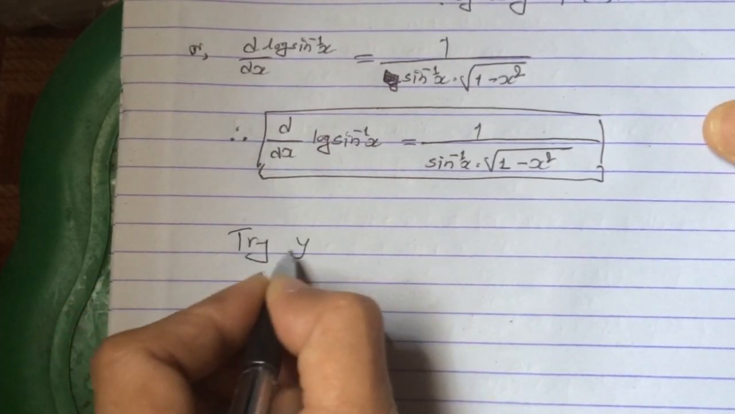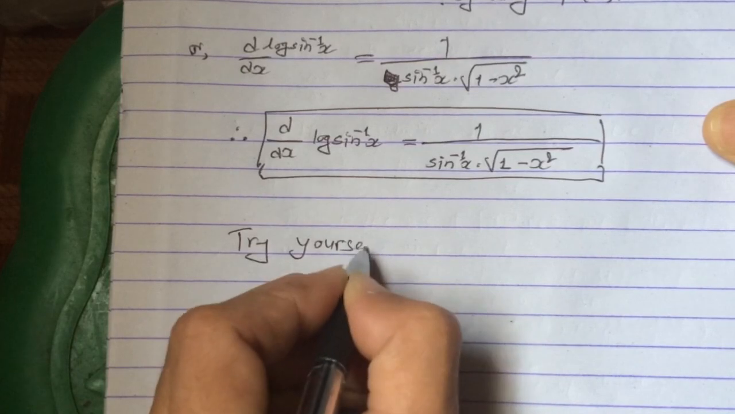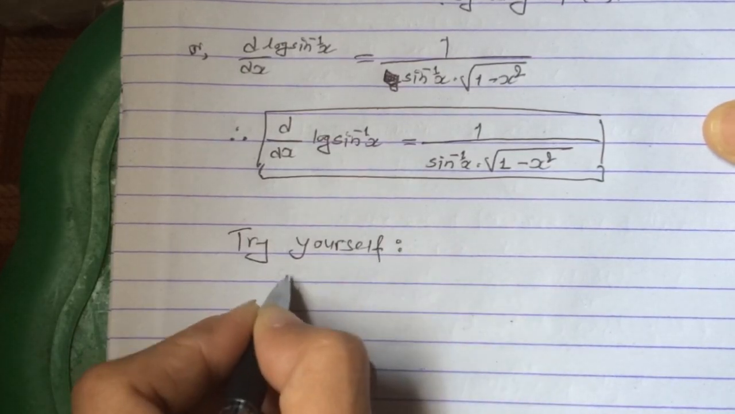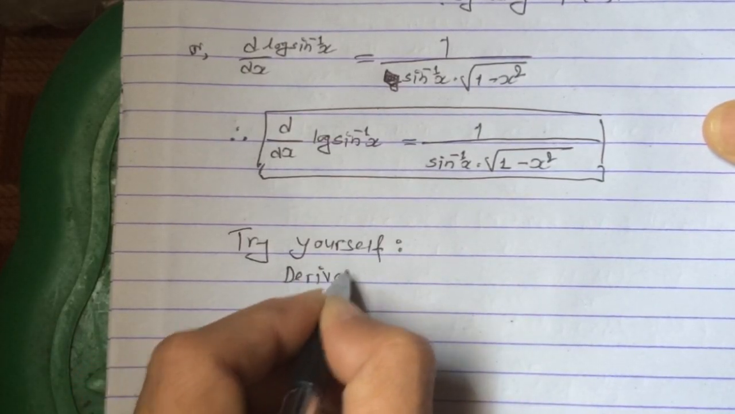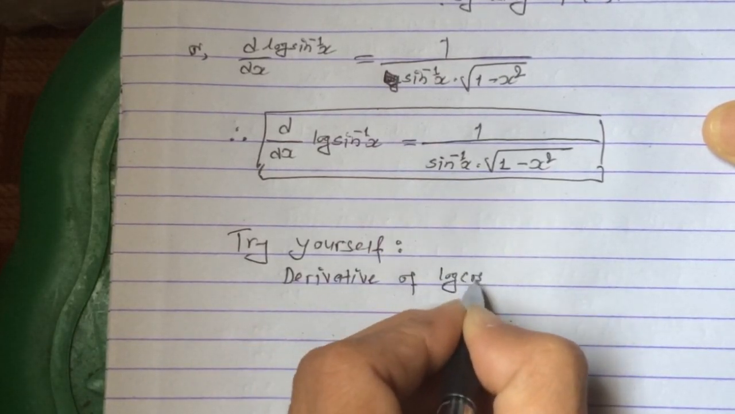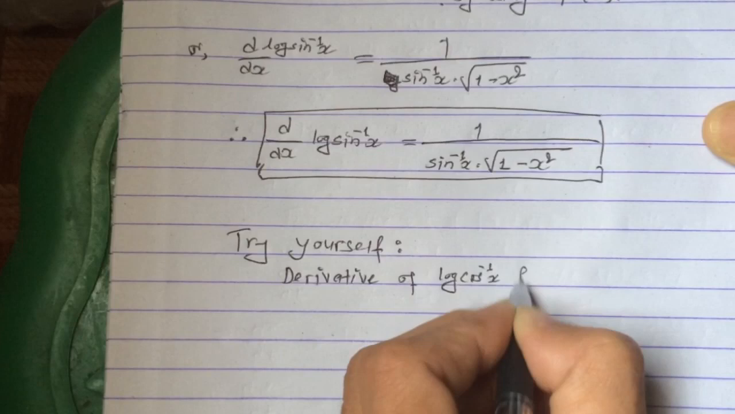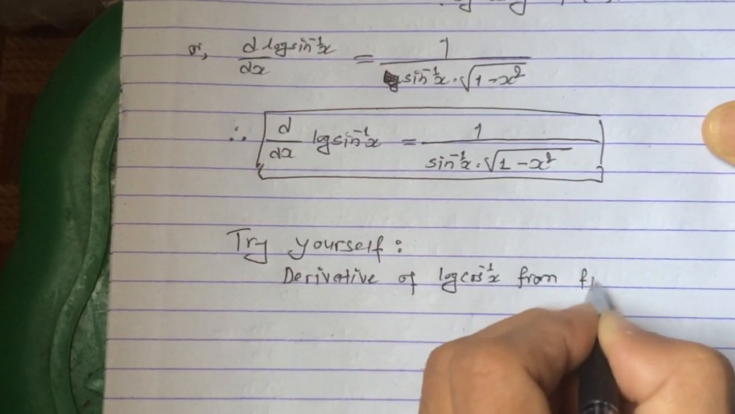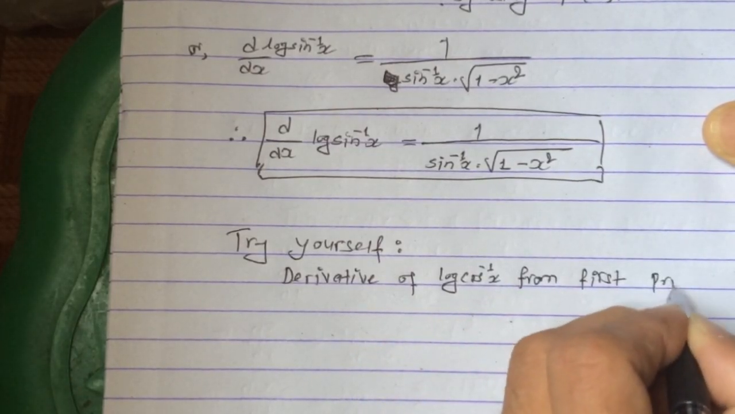I hope you have learned something new, and this function is one of the difficult functions to find the derivative from first principle. You can find the derivative easily by using the rules of derivative, but finding the derivative from first principle is difficult.